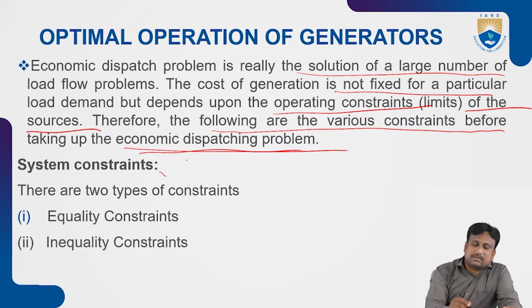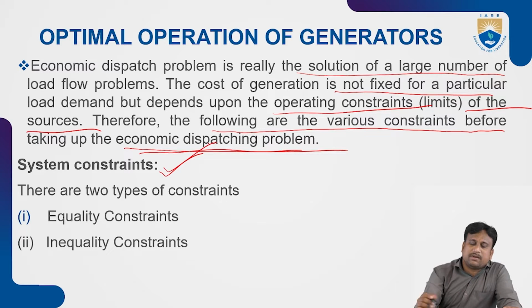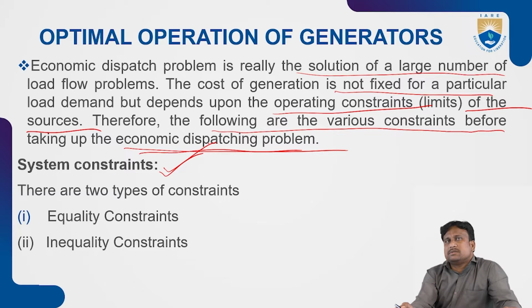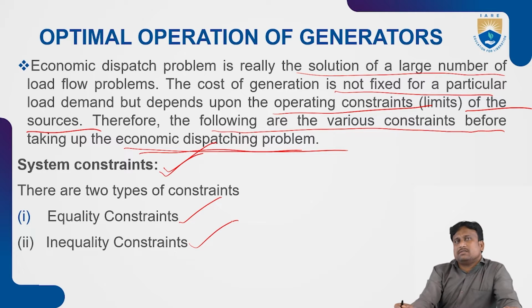So what are the system constraints? The system constraints are basically of two types. One is equality constraints, another one is inequality constraints. What are equality and inequality constraints? That we will see now.